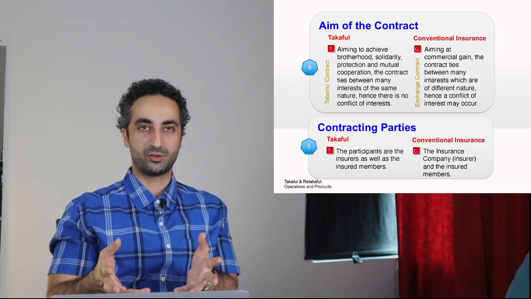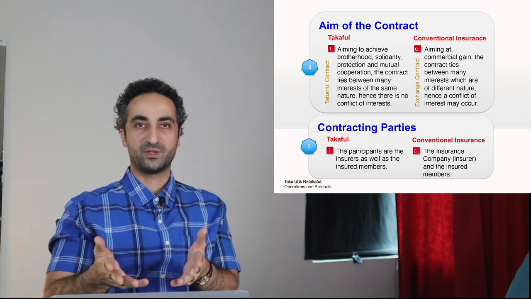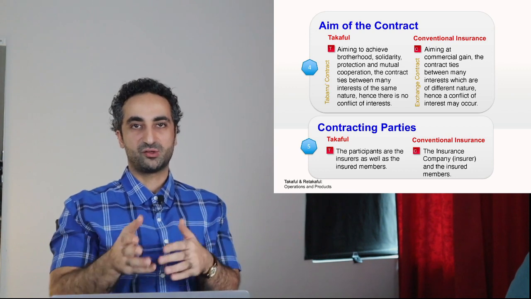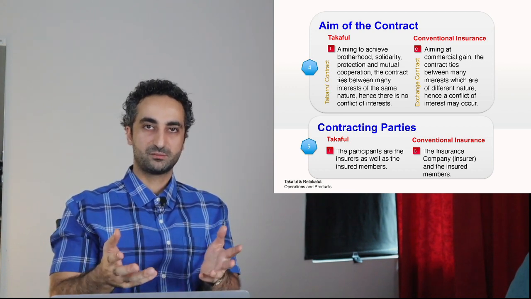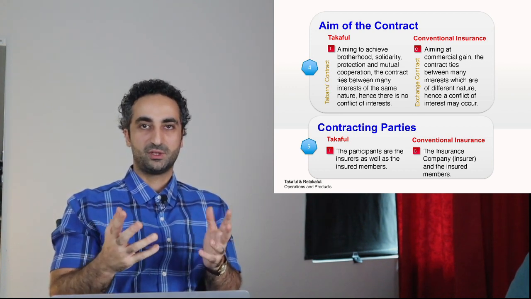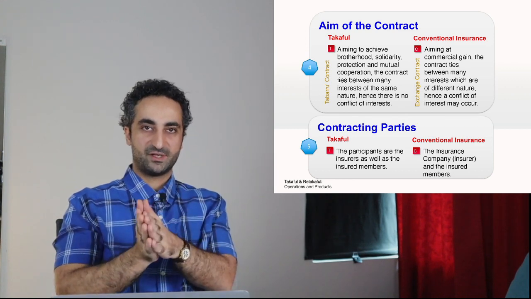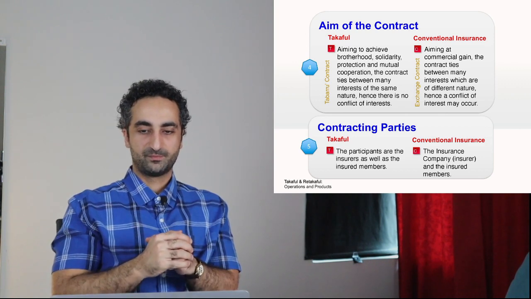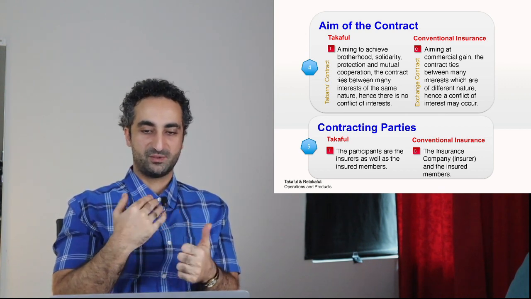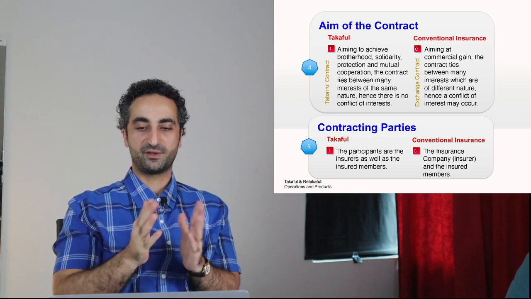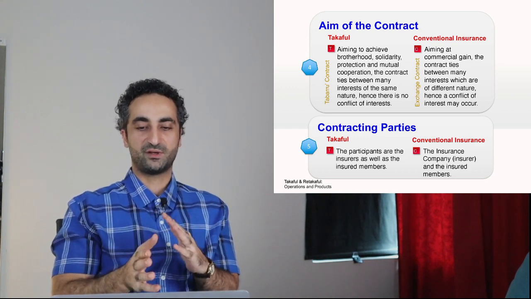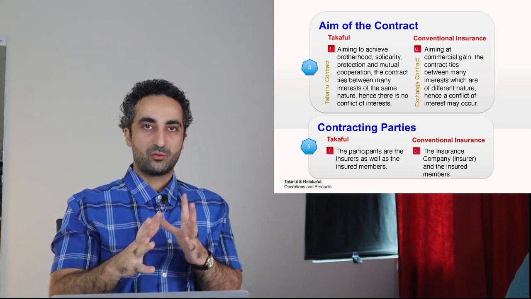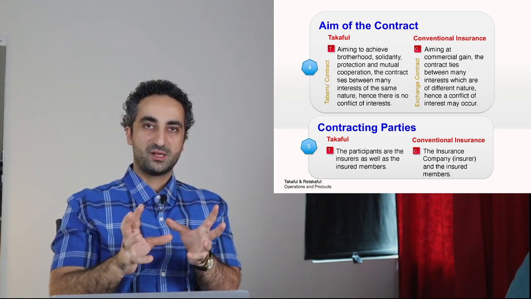So how did the whole company start? The company was started by shareholders. So shareholders started this whole business. Why? To make profits. They found that investing their money in an insurance company is very profitable. The contract ties between many interests which are of different nature, hence there is a conflict of interest. It may occur basically.